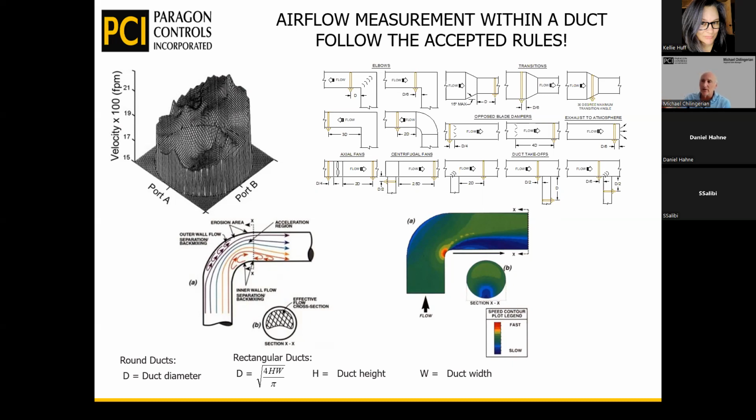And if you don't observe the rules that these entities have done testing on to find out where to locate your devices correctly, you're going to have issues with inaccuracies within the duct, even if you have the correct sensor density that they prescribe.